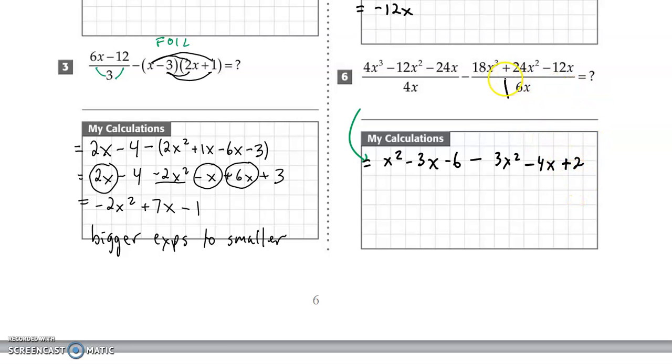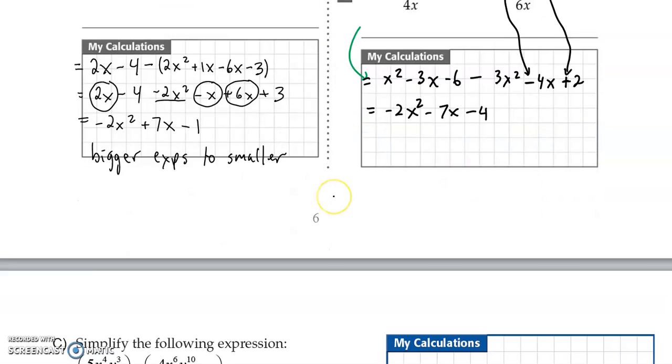So basically this sign was positive, was going to become negative. This negative is going to become positive. And when you think about it, this 18 was positive, and now it's going to have the negative. x squared and negative 3x squared, negative 3x and negative 4x, negative 6 and positive 2. Forgot the squared on the x. I know that was bothering you.